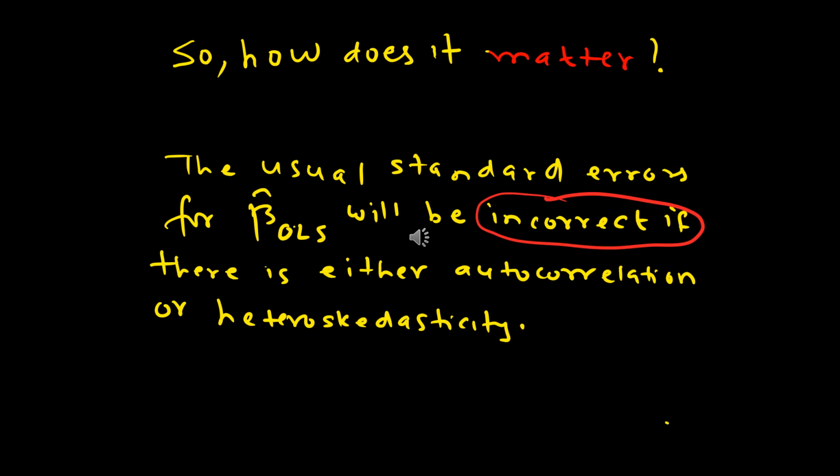So why does autocorrelation matter? The OLS estimators will continue to be unbiased and consistent even if there is heteroskedasticity or autocorrelation. However, in the case of autocorrelation or heteroskedasticity, the usual standard errors of beta hat OLS, that is sigma square upon summation xi minus x bar square, will be incorrect. Hence the t values based on the usual standard errors will also be incorrect.